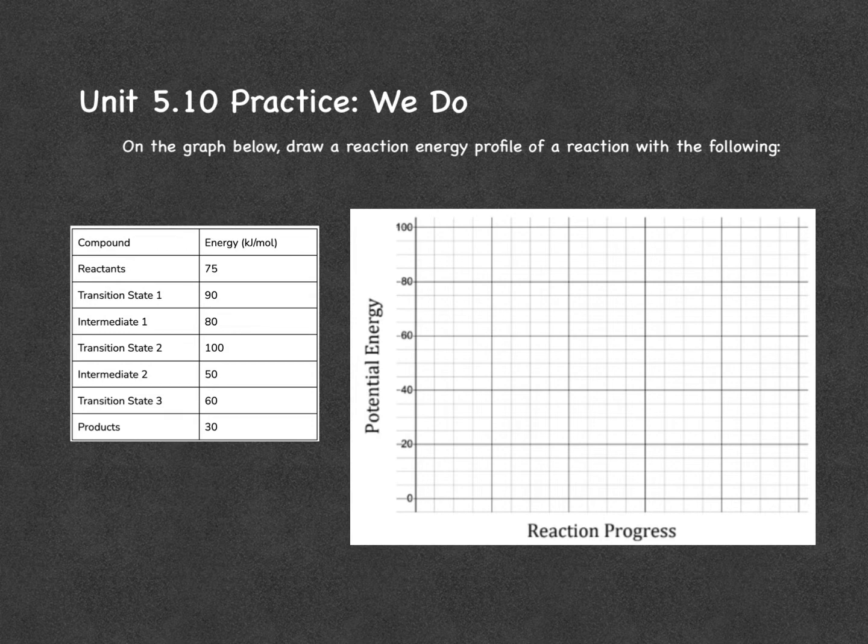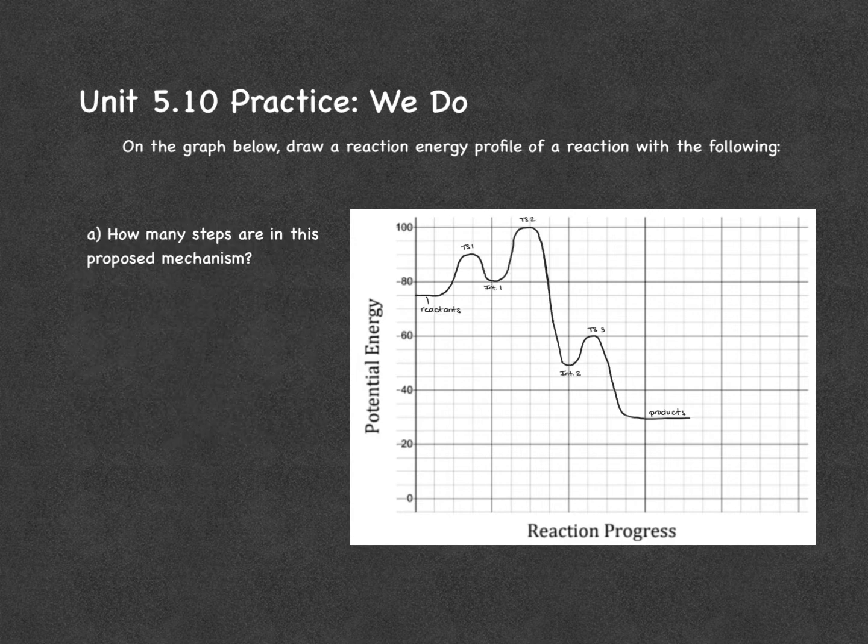So something to keep in mind before we start is that our transition states are going to be our peaks and our intermediates are going to be our low points, kind of our troughs. So when we draw this, including our three different transition states and our two different intermediates and our reactants and products, we get a graph that looks something like this.